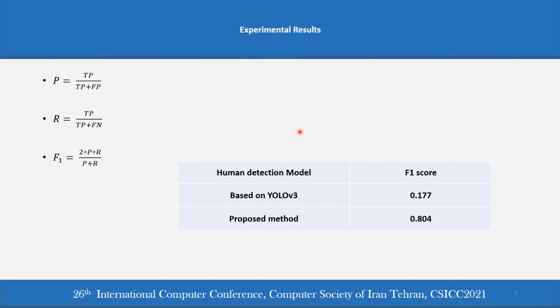We calculated the performance of the proposed method in human detection and compared it with human detection based on YOLO version 3. We computed the F1 score by considering an intersection over union value equal to 0.6 for both models, and the results are shown in the table. As you can see, the proposed method detected humans with an F1 score equal to 0.8, and the main YOLO version 3 has a detection result equal to 0.177.